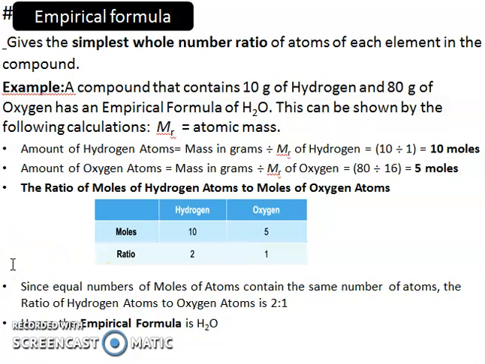Got it? How we calculate? See, since an equal number of moles of atoms contain the same number of atoms, the ratio of hydrogen atoms to oxygen atoms is 2:1. Hence, the empirical formula is H2O. That is 2 atoms of hydrogen and 1 atom of oxygen. See, H2O. Got it? How we calculate the empirical formula?